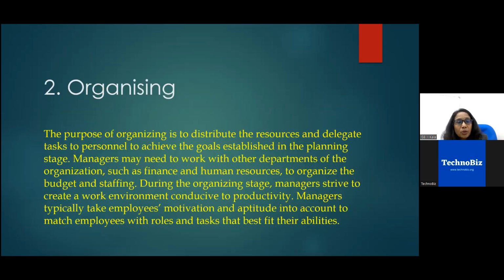Then comes organizing. The purpose of organizing is to distribute the resources and delegate tasks to personnel to achieve the goals established in the planning stage. Managers may need to work with other departments of the organization, like finance and human resources. We want to understand which location we are going to use, how many days the project will take, how much the cost of the project is, what the ROI is, and how many people are going to be involved. So we have to work together with finance and human resources to organize the budget and the staffing.